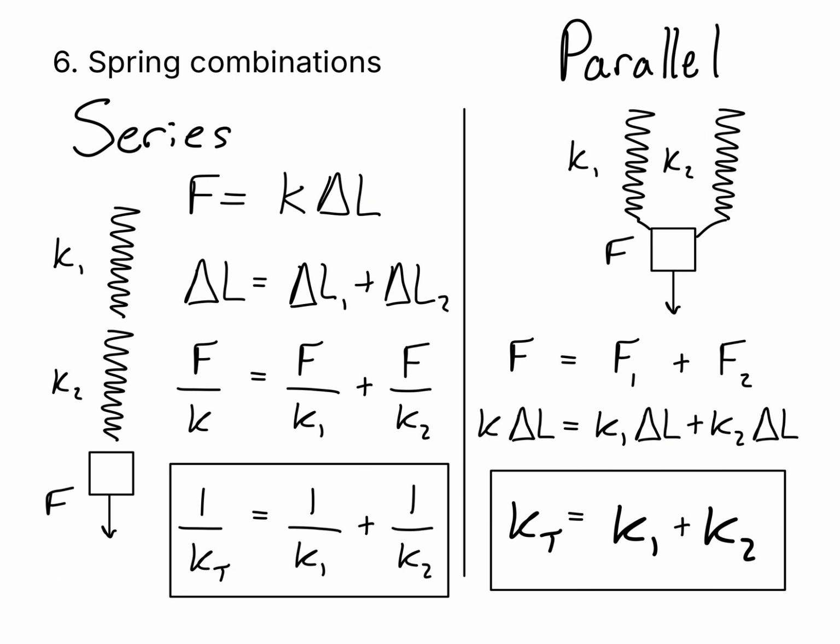Springs in parallel, however, side by side, both stretch the same amount, and they share the load between them. Add the forces and you find the total spring constant is simply k1 plus k2. Two springs side by side make a stiffer system.